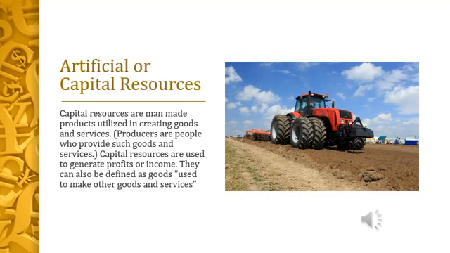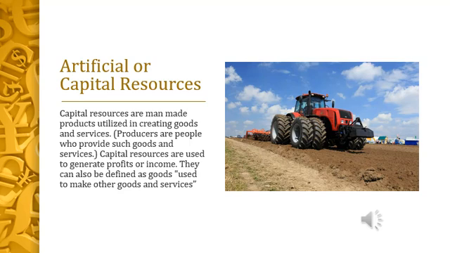Artificial or capital resources. Capital resources are man-made products utilized in creating goods and services. Producers are people who provide such goods and services. Capital resources are used to generate profits or income. They can also be defined as goods used to make other goods and services.